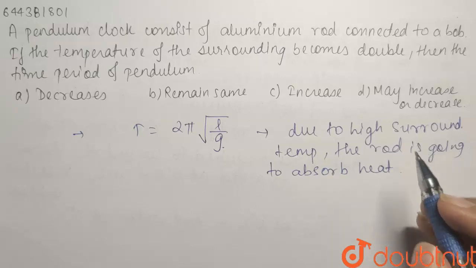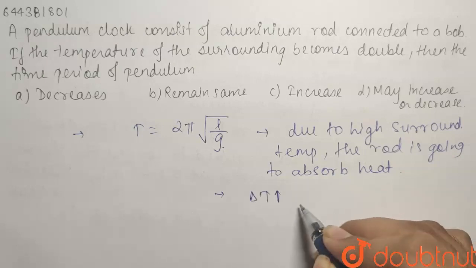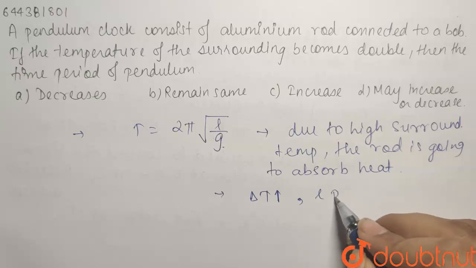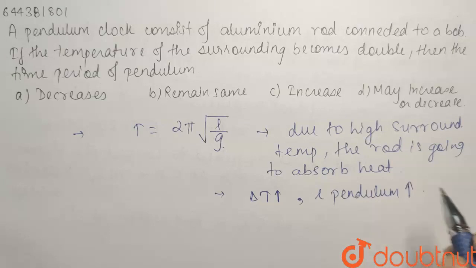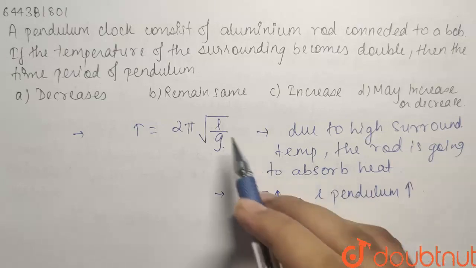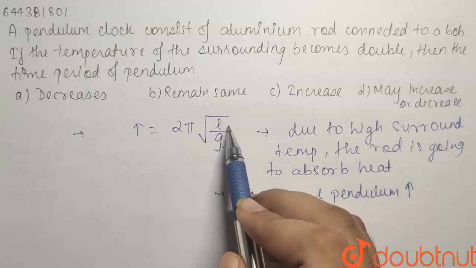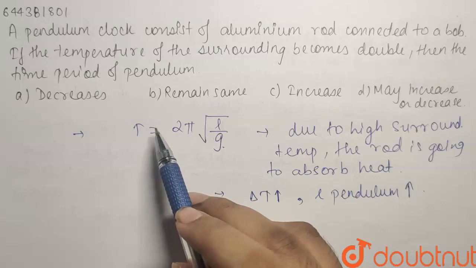So as aluminium is a very good conductor of heat, we know that as delta T increases, the length of the pendulum will also increase. So the length of the pendulum will also increase, and if the pendulum length is increasing, then it is obvious that as time period is directly proportional to half power of length, so if length is increasing, the time period will also increase.